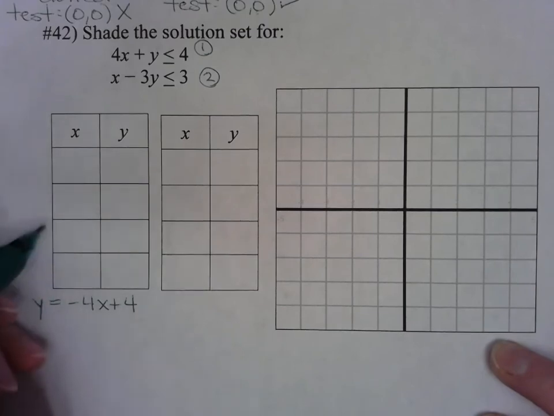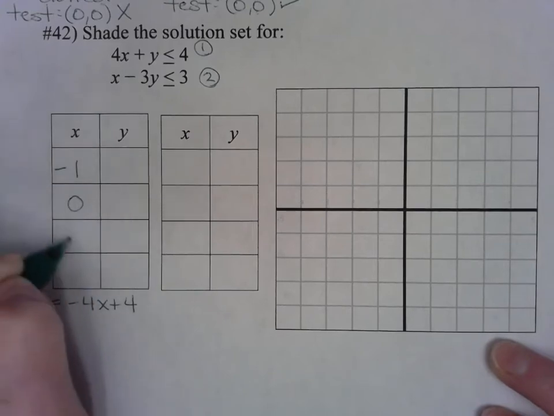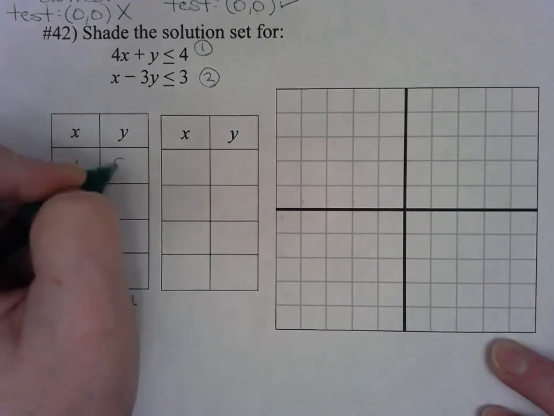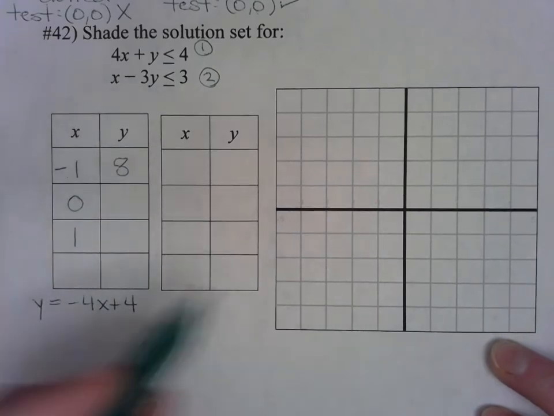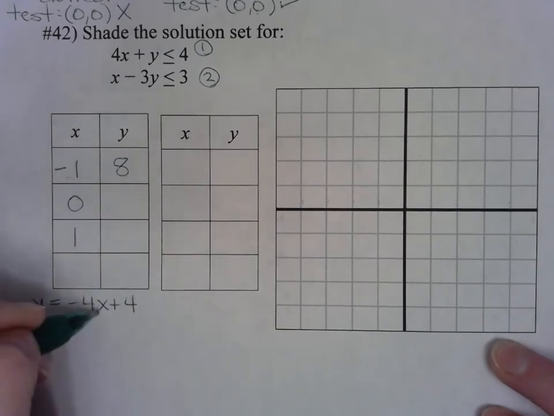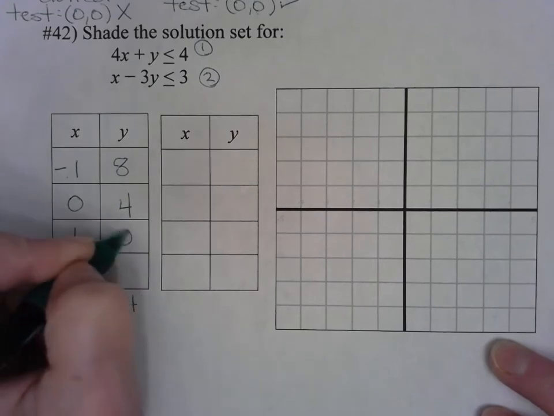Okay, and then you could pick a couple of points to plot. Let's see. My go-to is -1, 0, and 1. Let's see if those are going to work. I think this -1 might be off the grid. So if I put in -1, that's going to make this +4 plus 4 is 8. It's not actually going to fit on our grid, although we could scale it, but I don't like doing that. If I put in 0, this will be 4. That should fit. If I put in a 1, negative 4 plus 4 is 0.